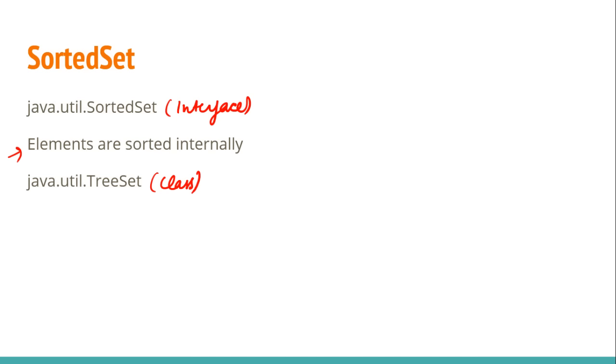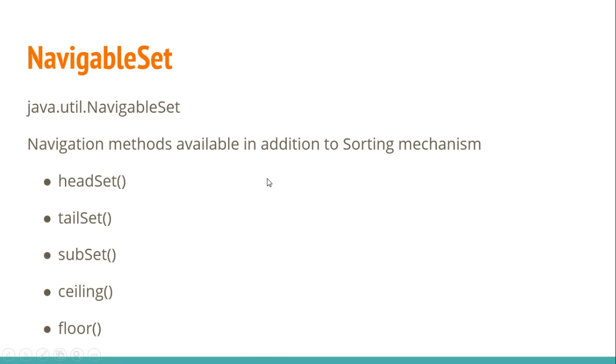So if you want to maintain a sorted set, you go for java.util.TreeSet. Similarly, if you want a navigable set, there's one more type of set interface called navigable set, which is again implemented by TreeSet. Navigable set provides the navigation methods. There are certain methods provided by this navigable set interface to iterate over our sets. What I have listed here are a few of the most commonly used methods of navigable set.